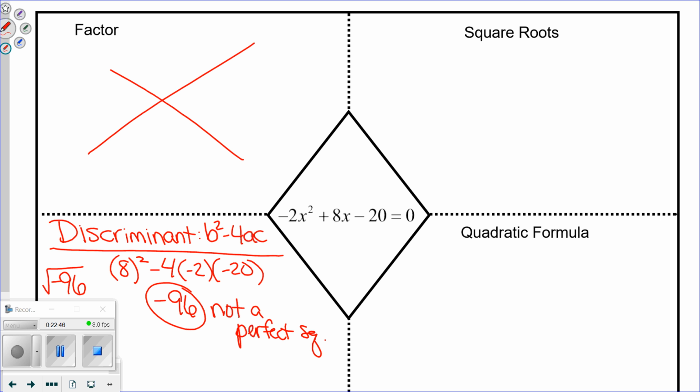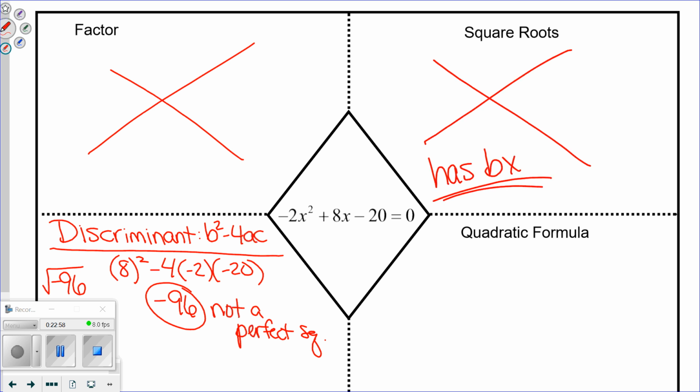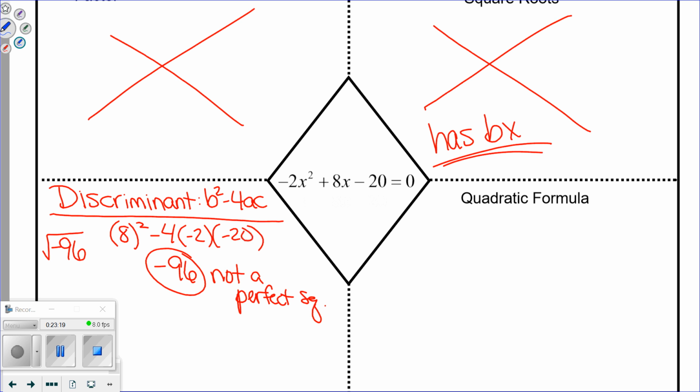All right, so we know it doesn't factor. Square root method. I had other people doing the square root method on this. It's got to be x squared. You can't do this. How many times have we talked about if it has a bx, you can't use the square root method? I need some of you to understand where I'm coming from, my frustration. From day one, if it has a bx, you can't use the square root method. And I got people trying to do square root method on that. Okay? Got to pay attention, guys. Quadratic formula. Yes. It works on all of them.